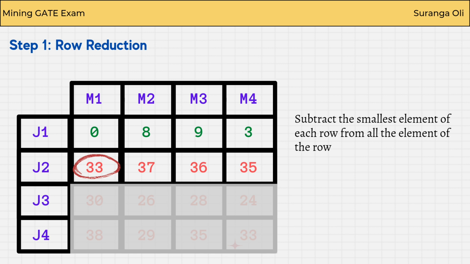Now let us take the second row. When you see the values of the second row, the value 33 is the lowest. So we have to subtract 33 from the other elements of that row.